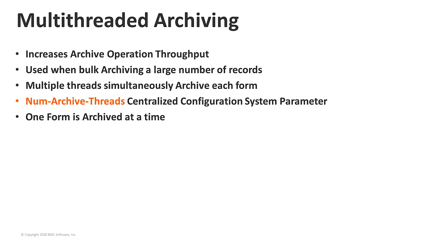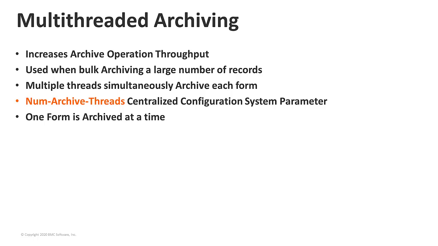The new parameter configured for multi-threaded archiving is num archive threads. This is configured using centralized configuration. The default value set for this parameter is 4. So when 4 threads are configured, there will be 4 threads in the thread pool, and those 4 threads will run on 4 different transactions in parallel. These threads are also called archive worker threads.